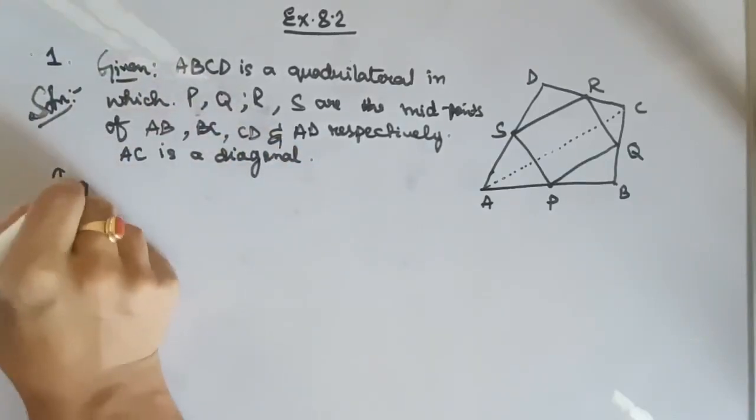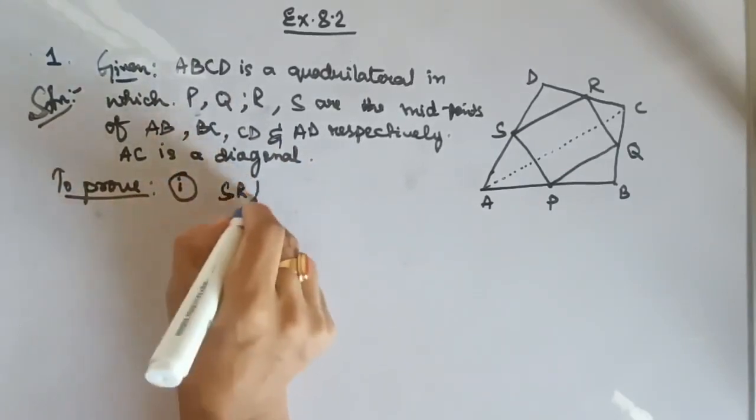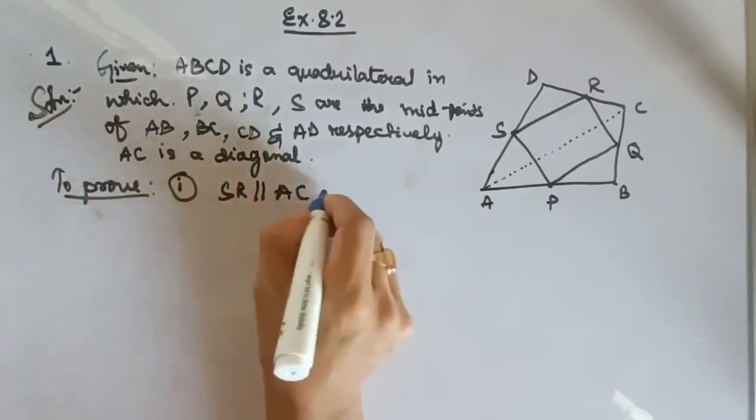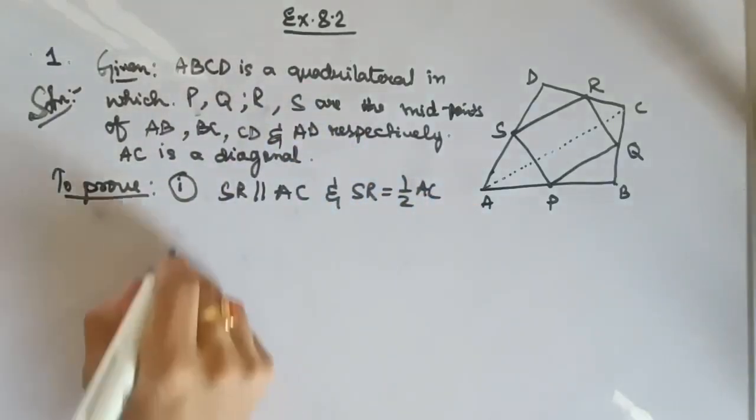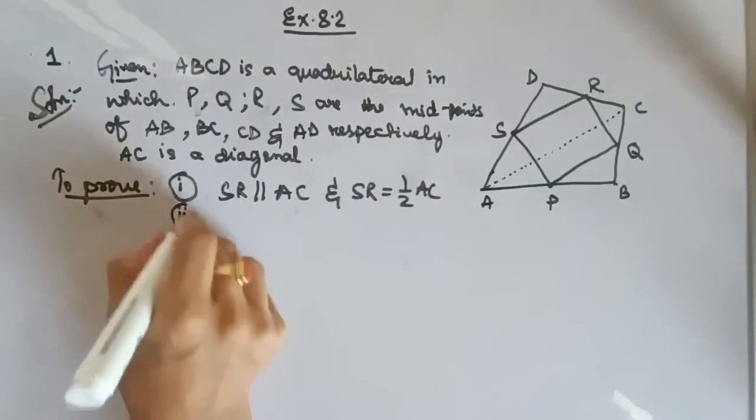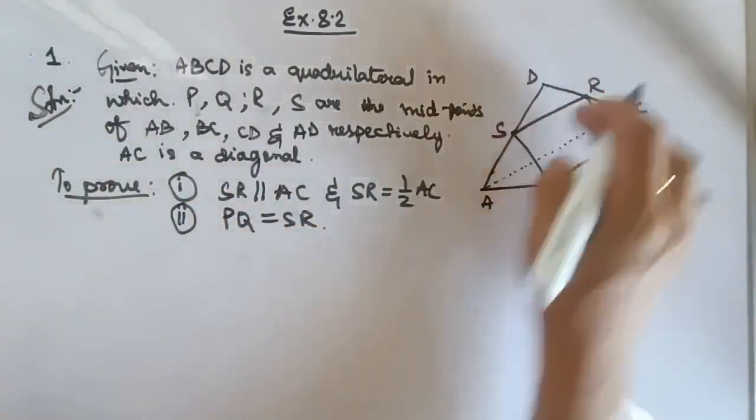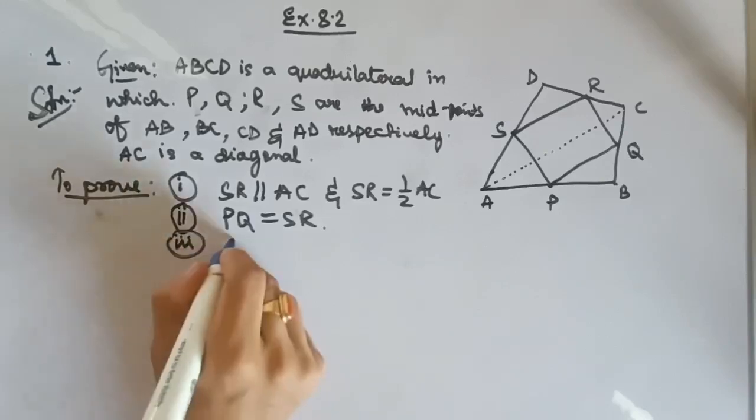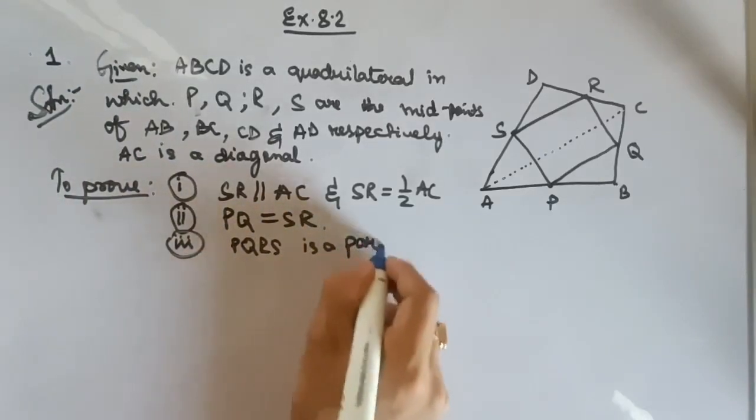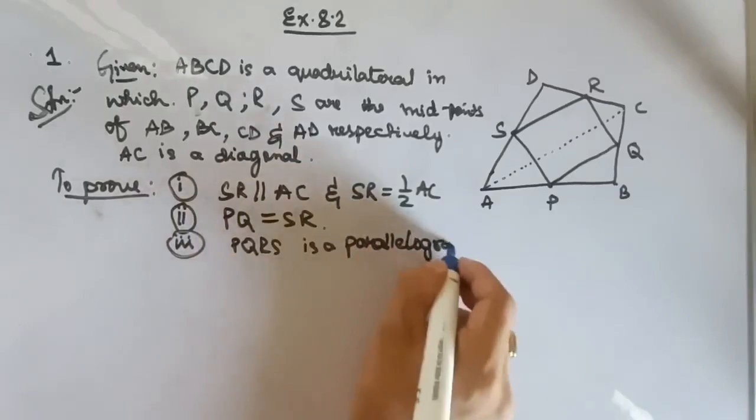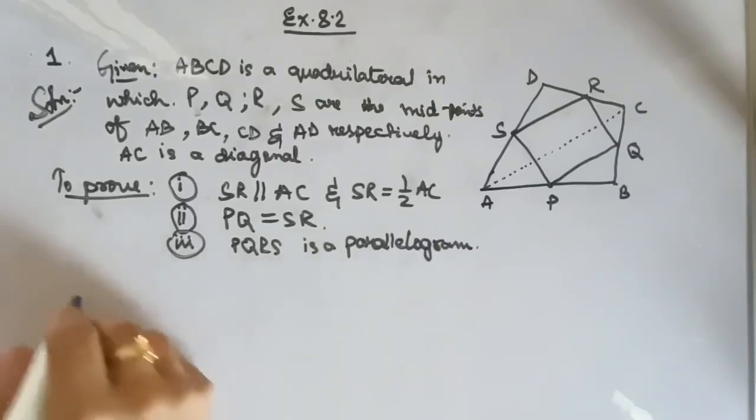To prove, here is what we are going to prove. Roman number 1, SR is parallel to the diagonal AC and SR is equal to half of AC. Roman number 2, PQ equals SR, and Roman number 3, PQRS is a parallelogram. Now the proof.